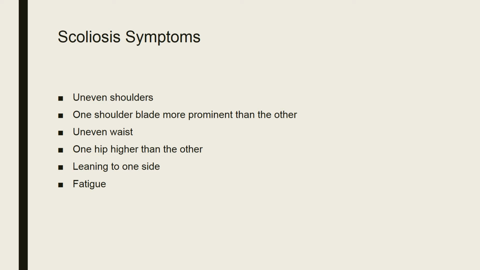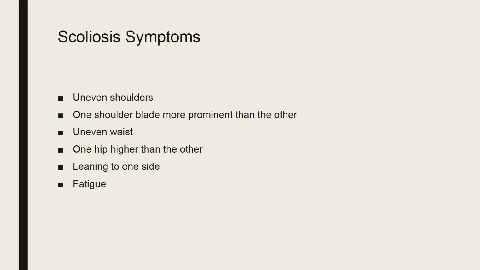Again, as we've talked about, when somebody has scoliosis, you may notice it at the shoulders. There's uneven shoulders, so one's higher than the other. If you look straight on at their back, one shoulder blade may stick out more than the other. If you continue to look down at their waist, one side of their hip may be higher than the other, or they may have that uneven waist. You may notice them kind of leaning to one side or the other, a lot of leaning.